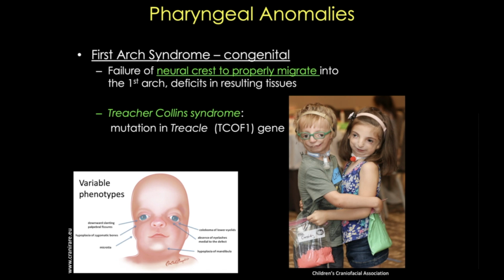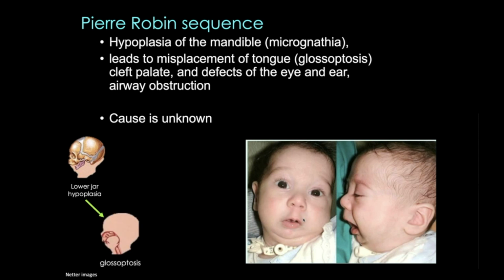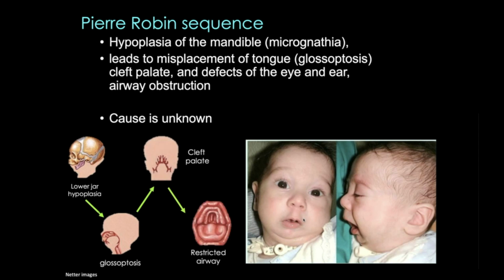Another Arch 1 disorder is Pierre Robin sequence, where one defect, mandibular hypoplasia, leads to the tongue being misplaced. And since we know the tongue has to move down during palate formation, this leads to cleft palate. And cleft palate can often lead to airway issues. And in these images, you can see that this infant has a tracheal tube to help with breathing. Now, if you've forgotten what a syndrome or a sequence is, you should go back and check out my earlier video.